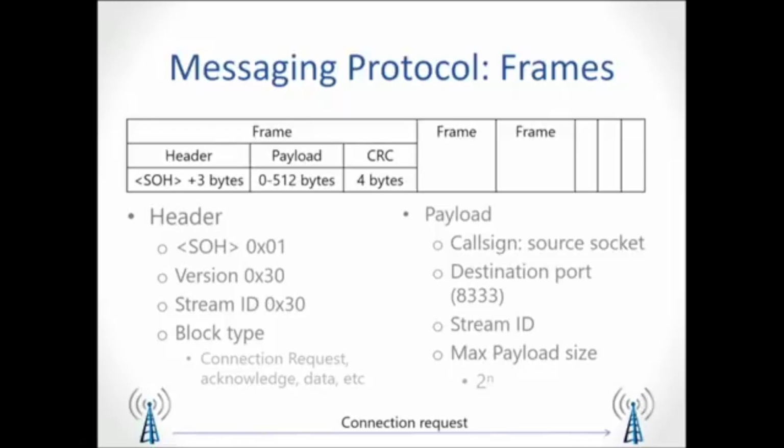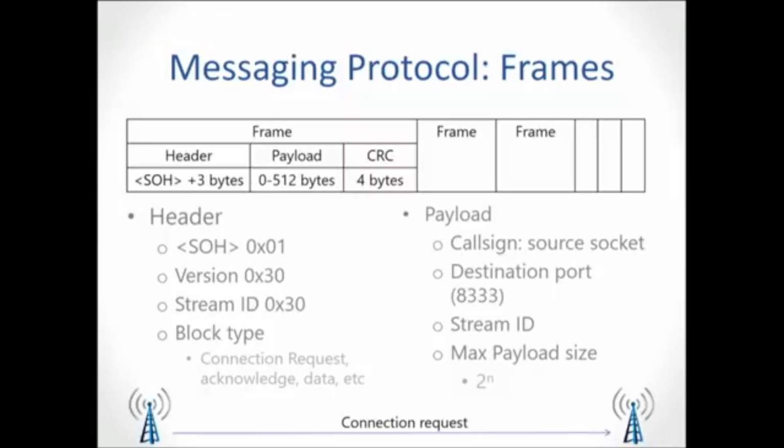So each frame just takes a payload and wraps it between a header and a cyclic redundancy check. And the header has just a start header byte, a version, a stream ID, and the block type or the frame type. So for an outgoing connection request, the version and stream IDs are set to ASCII 0.